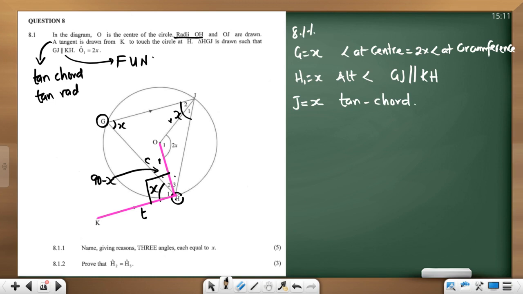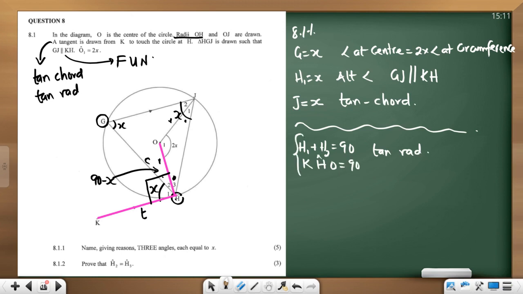Let's see if I need to find H3. I told you, when you see radii, angles opposite equal sides. So I'll start by saying angle H1 plus H2 equals 90 degrees, radius and tangent. Or you can label it and say KHO. Same thing here, these two equal 90. It's the same thing, I'm just using different labels. Which means that my H2 equals 90 minus X.